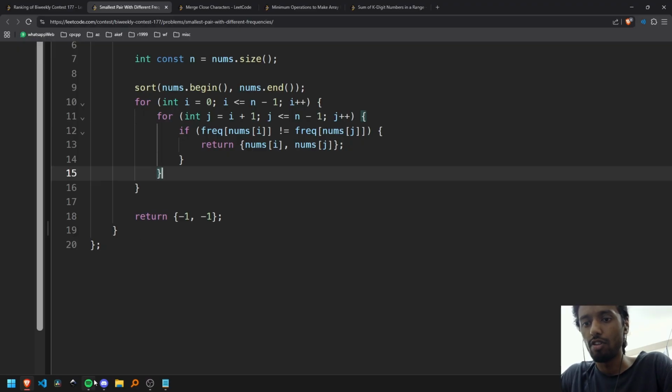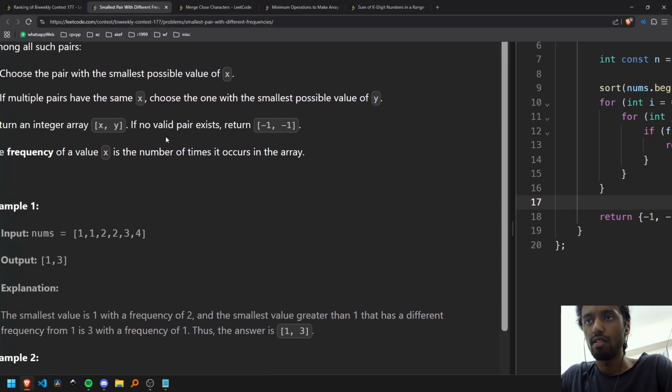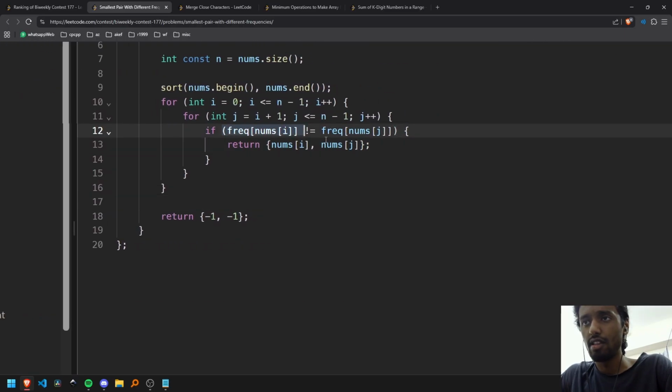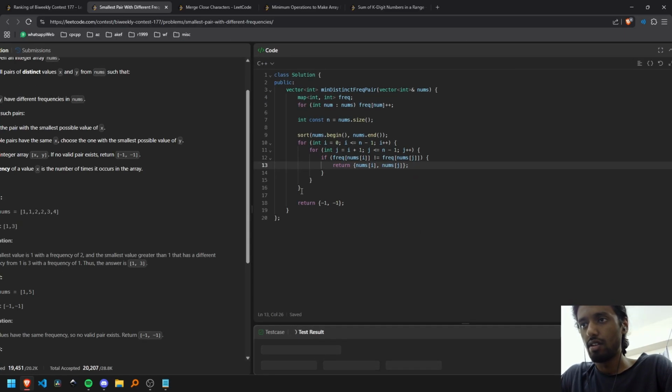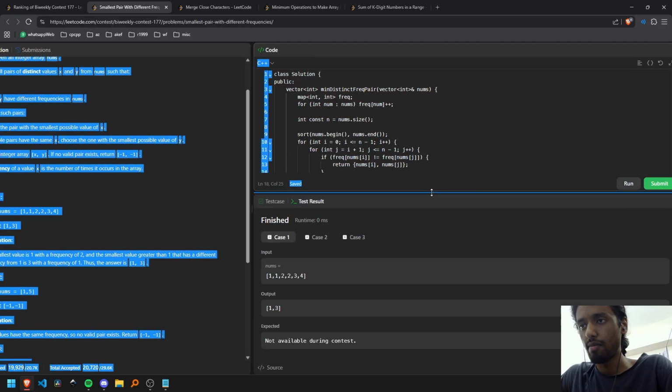So basically what this loop is doing is, for some pair, if the frequencies are different, then the elements are also different. I mean, you get the idea, right? Basically we need to just check this, and if it's different, we return nums[i] comma nums[j], and at the end, if there are no pairs, we return -1 -1.